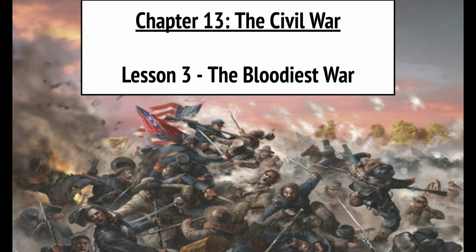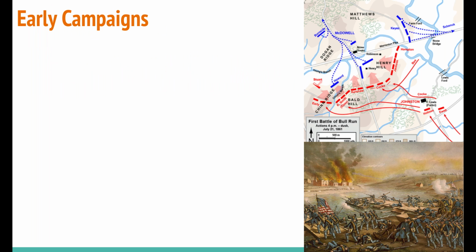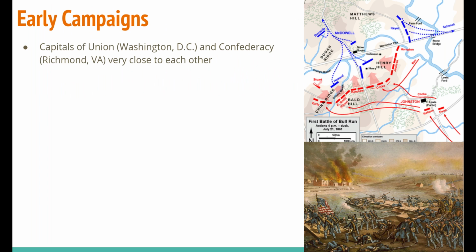All right, so jumping in with Lesson 3, the Bloodiest War. So let's talk about some of these early campaigns, some of these early battles in the American Civil War. Most of the battles are going to happen along these border states in between the two capitals of the North and the South, the capital of the Union and the Confederacy. The capital of the Union being Washington, D.C., and the Confederacy had their capital in Richmond, Virginia. And these were actually very close to each other, within a couple hundred miles, a week or so's march.